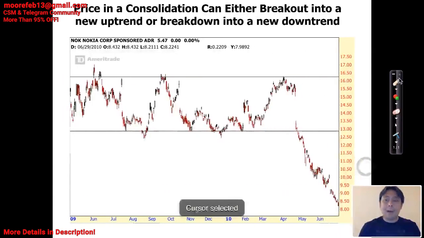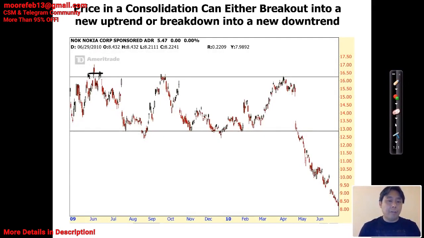Here's an example of a breakdown pattern. Okay, Nokia was in a consolidation again for a couple of months, right? There's a resistance level over there, could not break the resistance, could not break the support as well. Very strong support. Now, eventually it broke the support level in May. Okay, once it broke the support, boom, collapsed all the way down. So that's a good time to have gone short on Nokia.